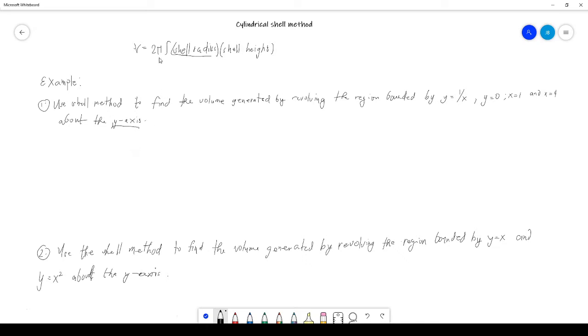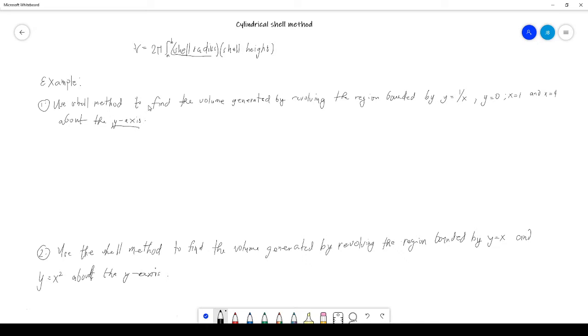In the cylindrical shell method, you will have the formula: volume is equal to 2 pi times the integral of shell radius times shell height. Okay, so sorry about that, I forgot the limits from a to b. So here are two basic examples.